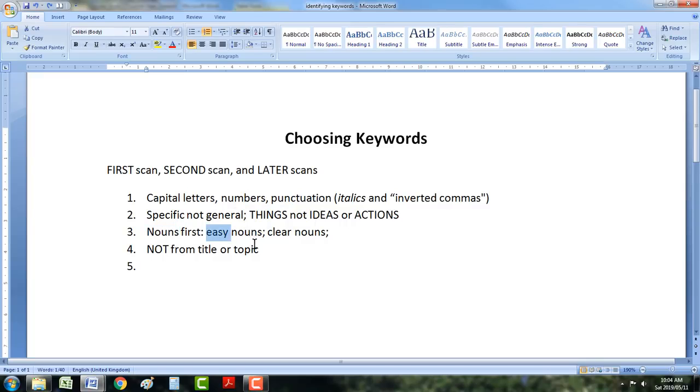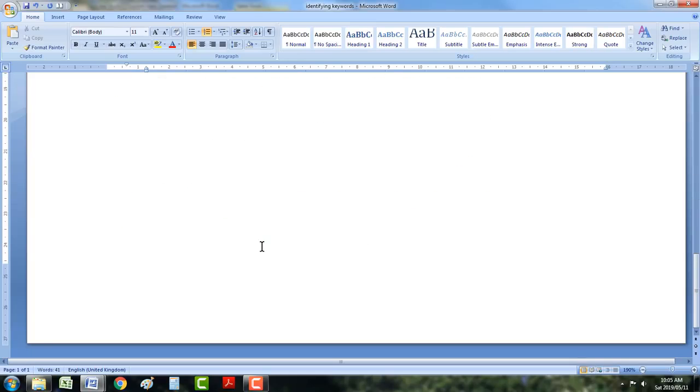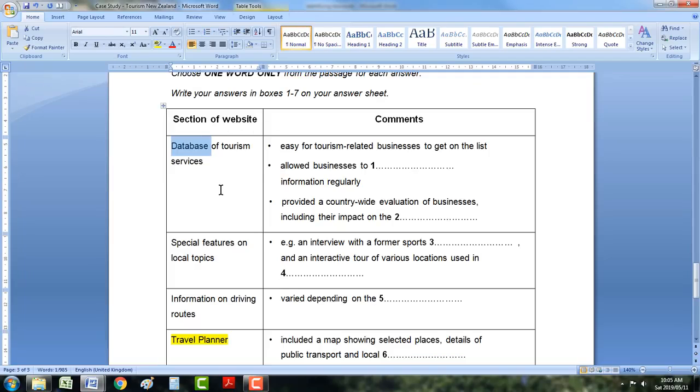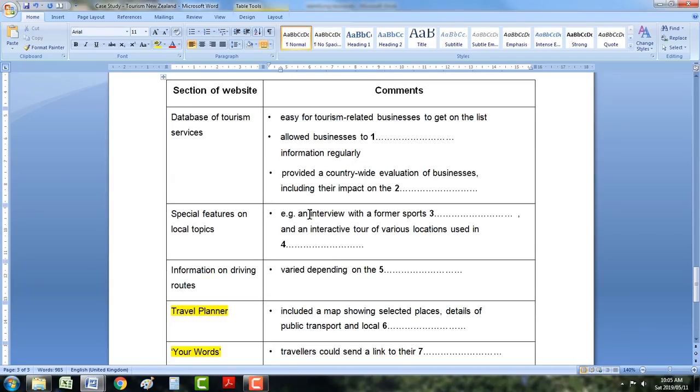Easy nouns. They don't have to be complicated nouns. Clear nouns that are not common. Let's put uncommon nouns, nouns that you are only going to use when you're talking about a specific thing. So let's see if we can find any of those. Database is quite good. Actually, maybe pause the video and see which nouns you would choose.